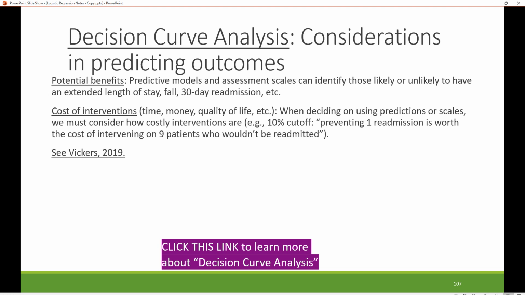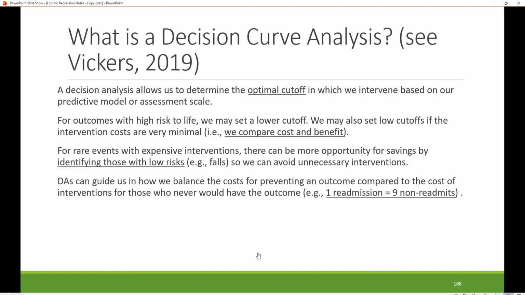So if the physicians consider preventing one readmission is worth the efforts that you make for 9 patients that aren't going to get readmitted, so maybe we might say that there might be 9 unnecessary interventions. If they feel it's that way, then we would set a 10% cutoff. So that's when our clinical stakeholders can really help us figure out what a good cutoff is. And there's an article that's in the files folder, the Vickers 2019, that has more information. And if you'd like to learn more about decision curve analysis, you can click that purple link.